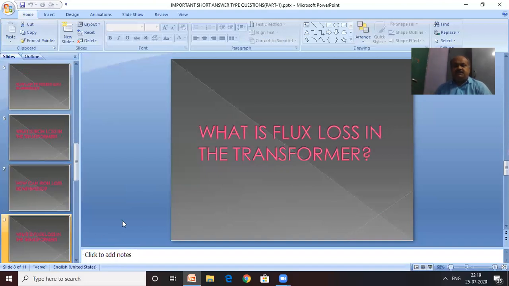What is flux loss in the transformer? This loss is due to improper coupling of the windings, that is primary coil and secondary coil. Sometimes due to improper coupling, flux change in the primary coil does not result in the same change in the magnetic flux in the secondary coil. So there is a leakage in the flux between primary coil and secondary coil, and this is called flux loss.